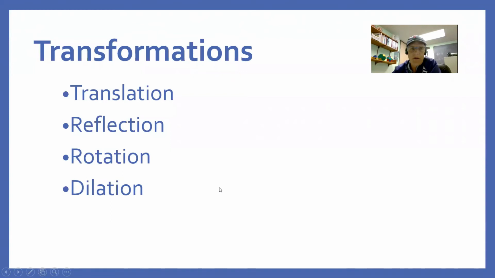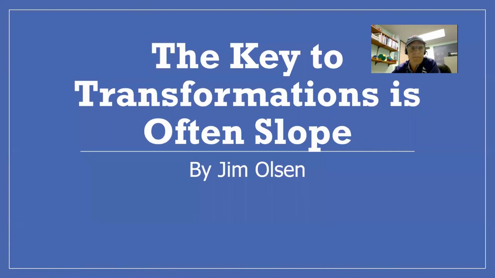So it doesn't matter if we're doing translation, reflection, rotation, or dilation. It oftentimes comes down to slope, and slope is manifested in all of the transformations.